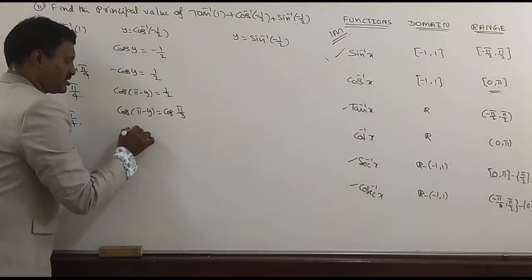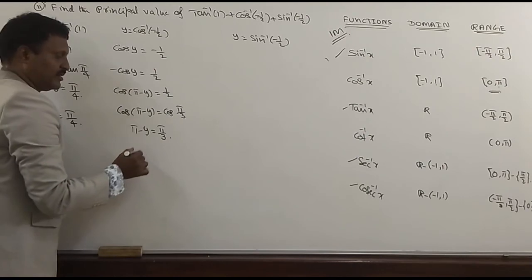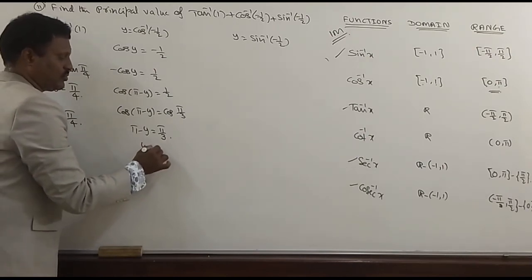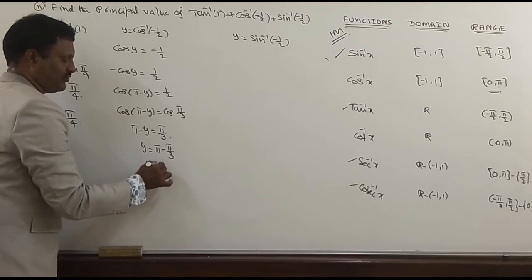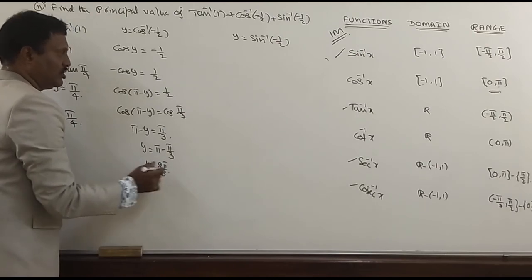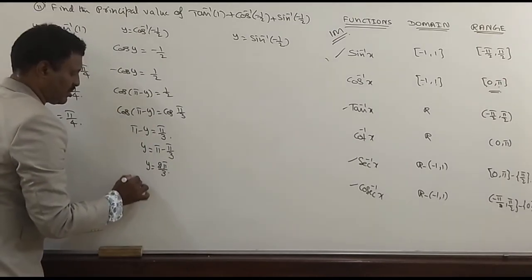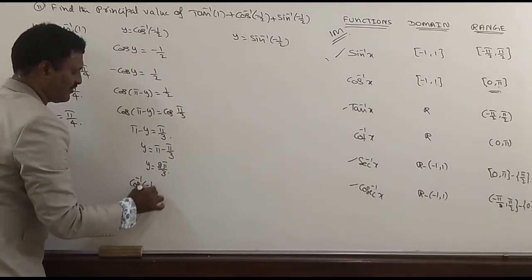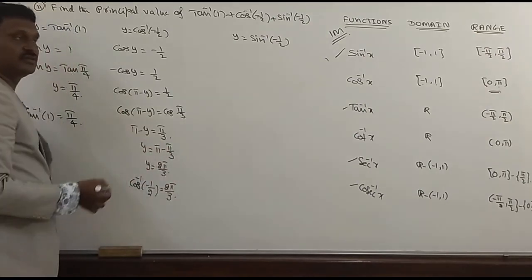Now remove the cos on both sides. Pi minus y is equal to pi by 3. Then we can write y is equal to pi minus pi by 3. Therefore y is equal to 2 pi by 3. So what is y actually? This one. So we can write cos inverse of minus half is equal to 2 pi by 3.